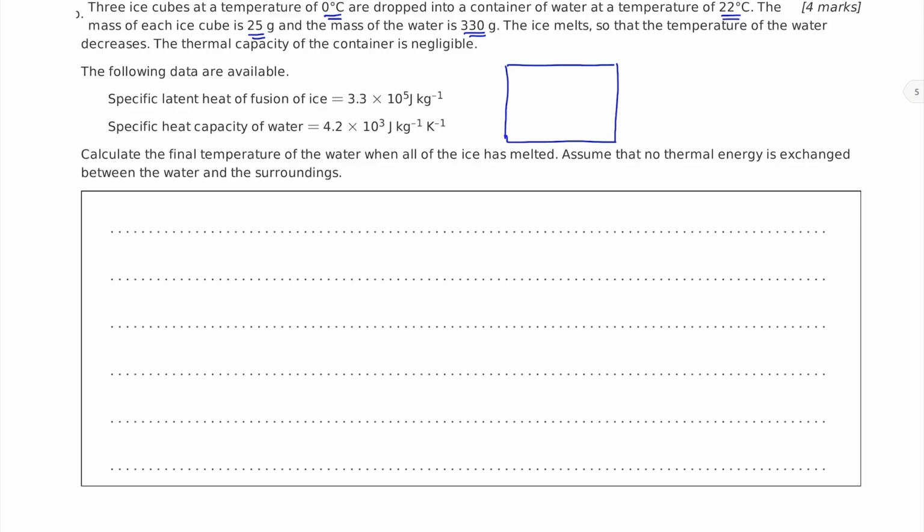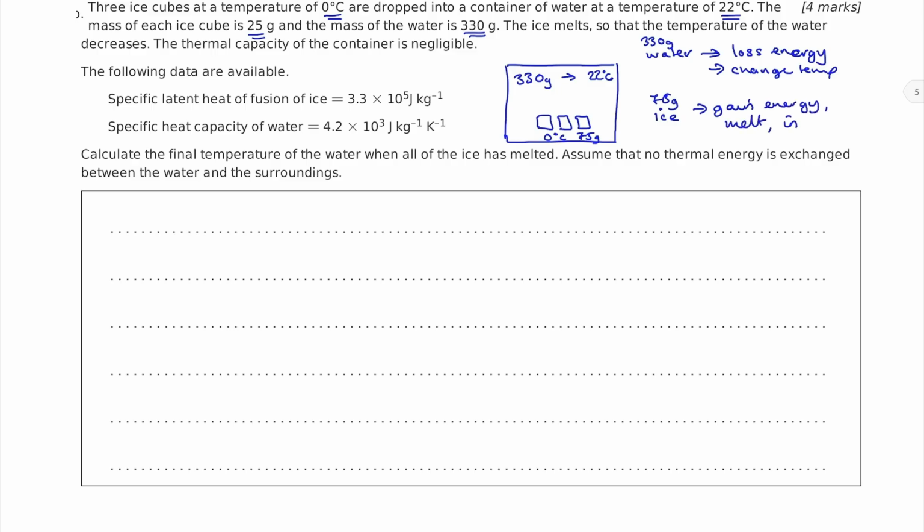We've got 330 grams of water at 22 degrees. We have 3 ice cubes at 0 degrees, and that is 75 grams. There's going to be a transfer of energy here. The water will lose energy and change temperature. The ice cubes will gain energy, they'll melt, and increase in temperature.